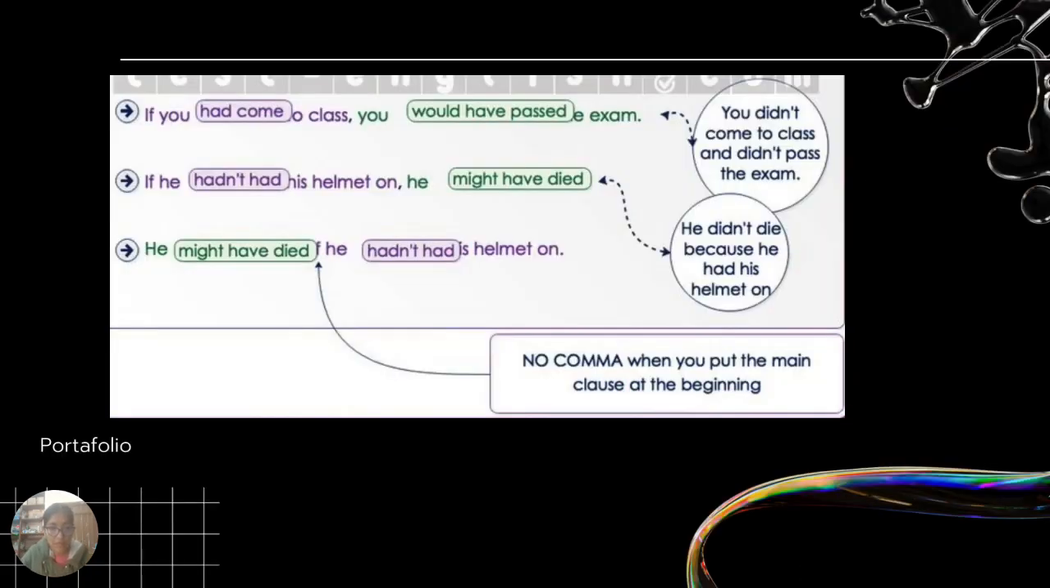Some examples. If you had come to class, you would have passed the exam. Or if he hadn't had his helmet on, he might have died. He didn't die because he had his helmet on. And he might have died if he hadn't had his helmet on. No comma when you put the main clause at the beginning.